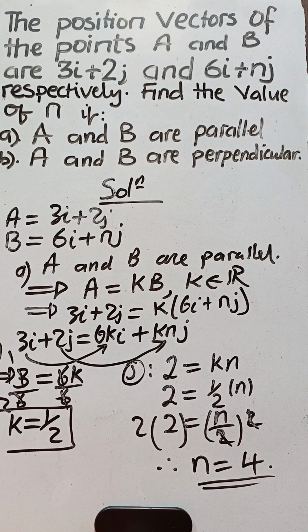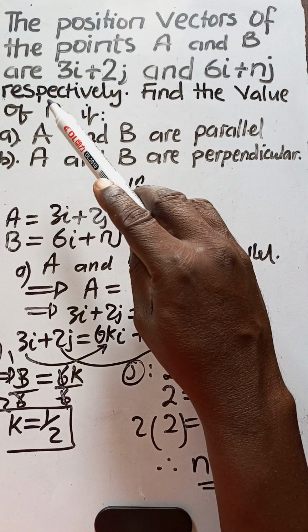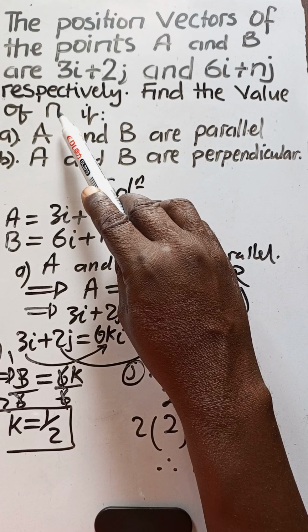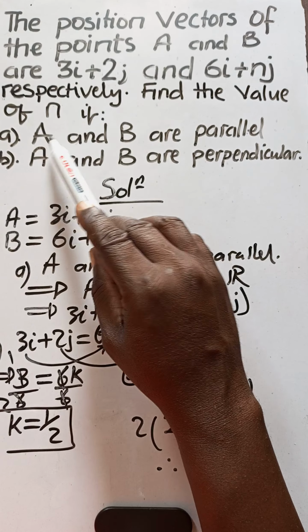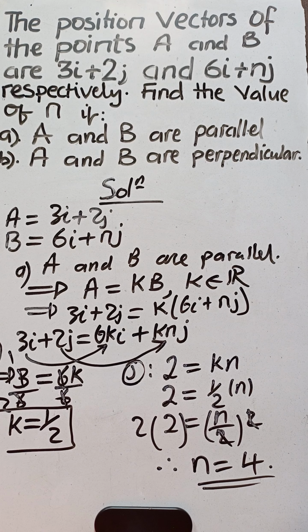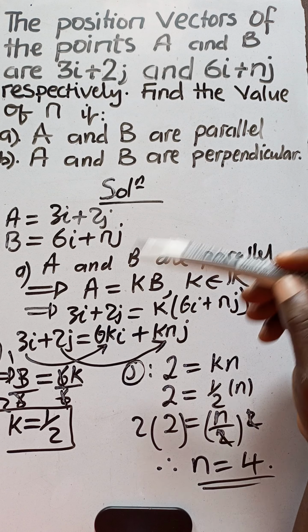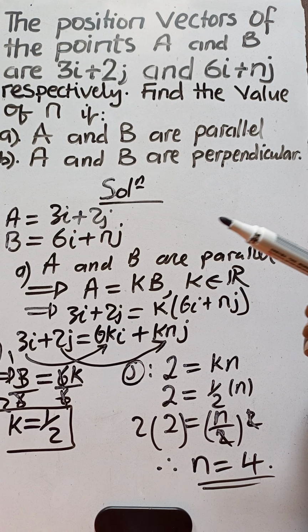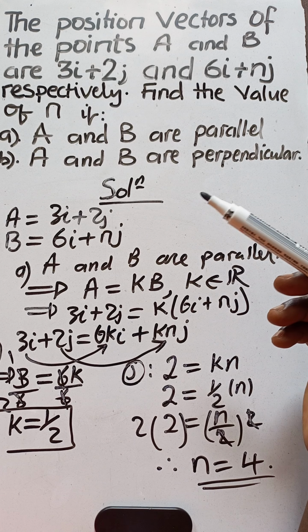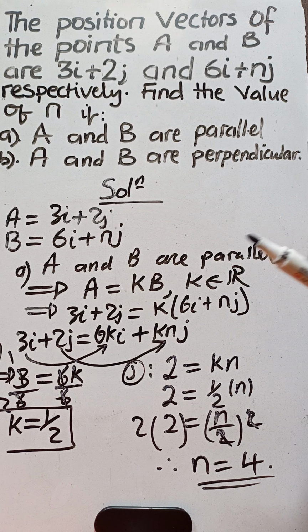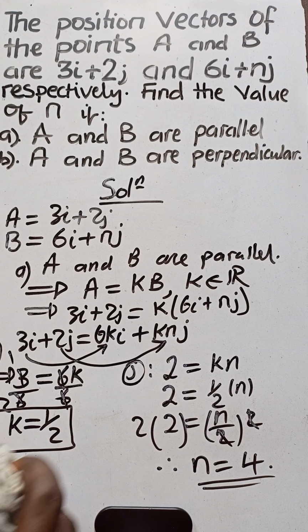So we have been able to find the value of n for which the vectors A and B are parallel. That can only happen when k is also a half. That scalar will render the two vectors parallel. It can only be a half, as we have just seen. That does it for section A of our question. Now let's look at section B.